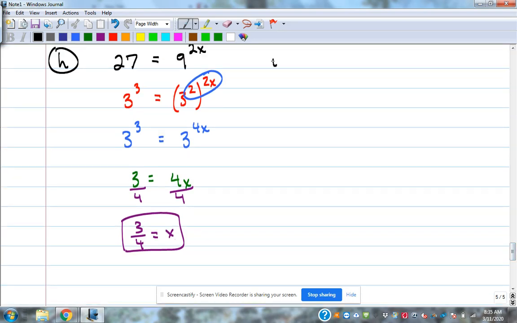Let's humble you a little bit then. Oh, heck, you put a fraction in there. 1/3. 3 to the 1/3. Is that right?